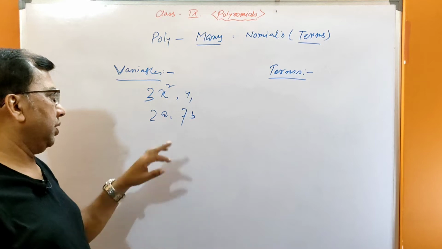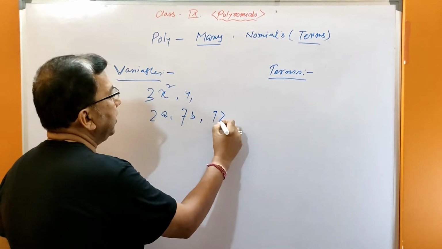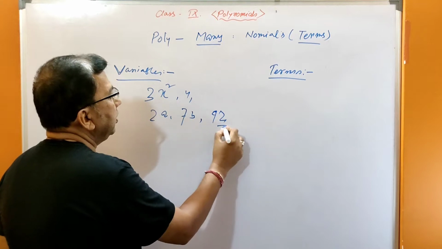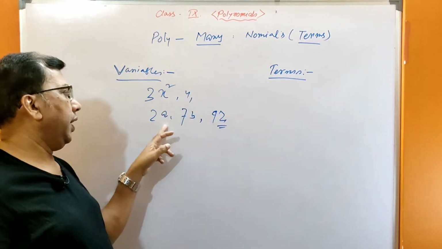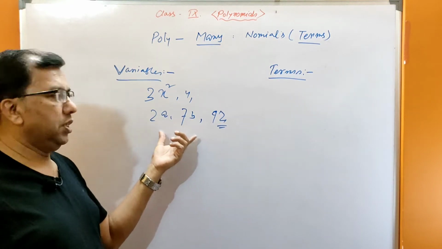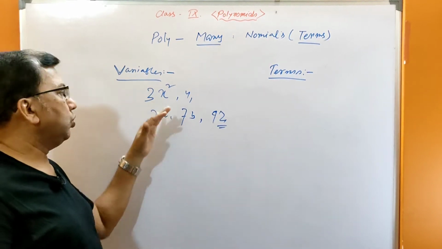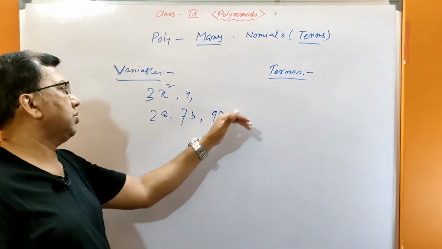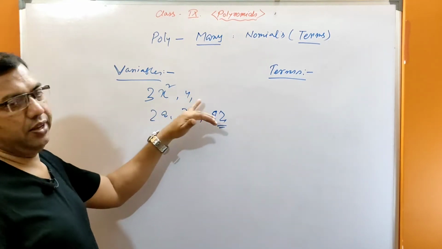This y is a variable, a is a variable, b is a variable, z is a variable, 9z, z is a variable. That means the values of x square, x, y, a, b, z are not fixed. In some places the value of x is 1 or minus 1 or 2 or 3. So the value will change in different cases. But these are the variables.